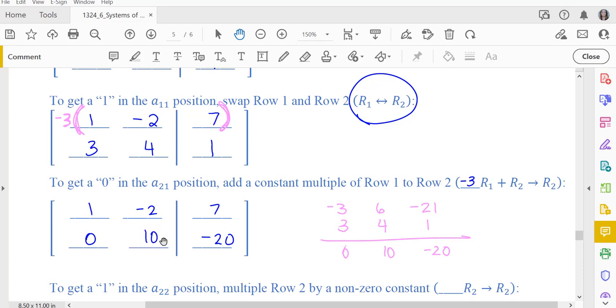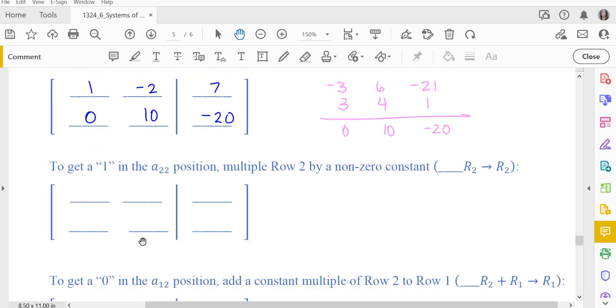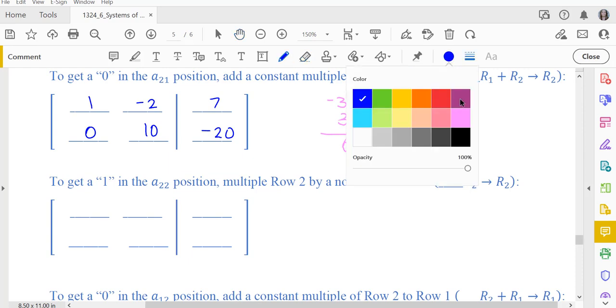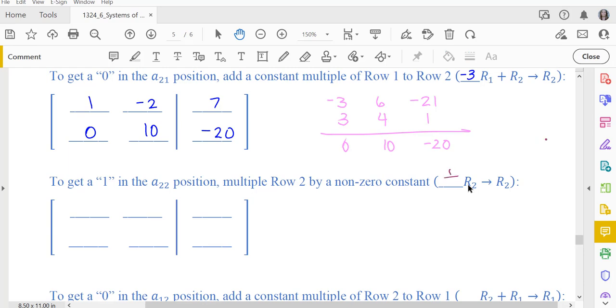We now need a 1 here, so we're going to multiply row 2 by 1/10. All right, 1/10 times row 2 becomes new row 2. So 1/10 is going to go here. I'm not going to change row 1. It stays 1, -2, 7. 1/10 times 0, 1/10 times 10, 1/10 times -20.